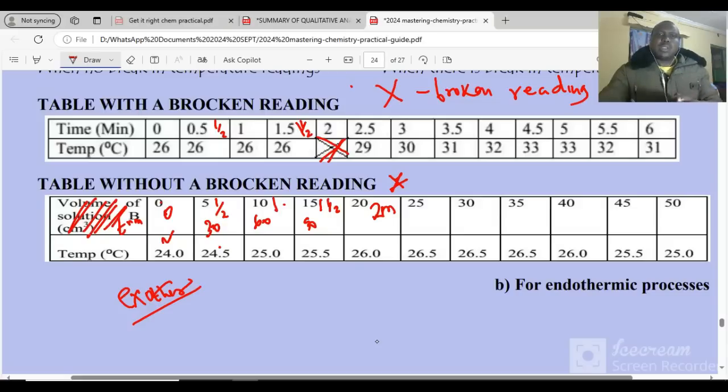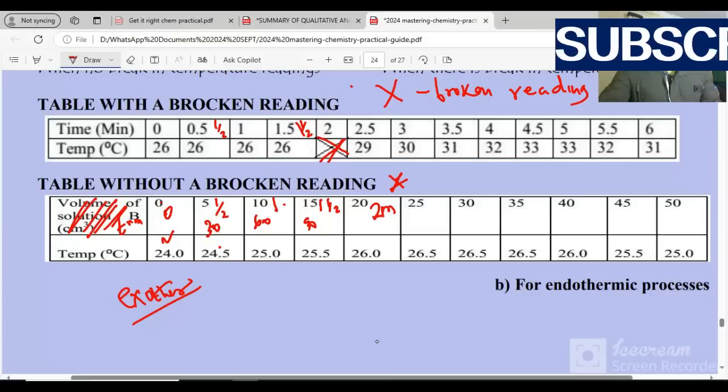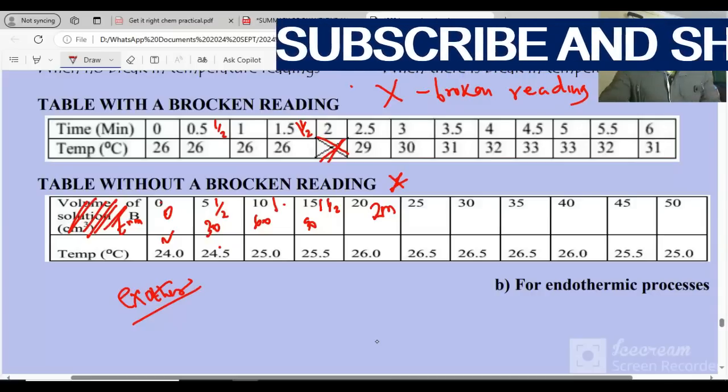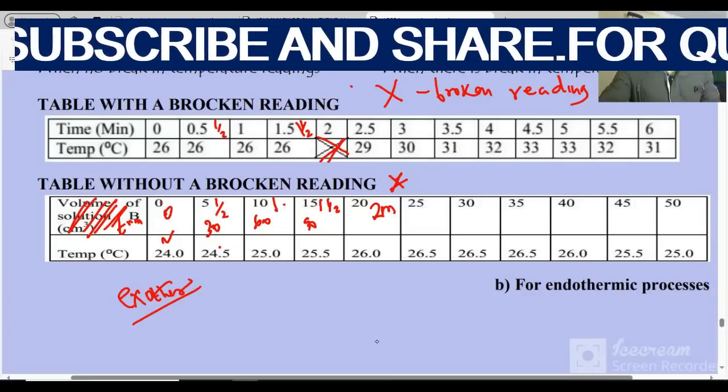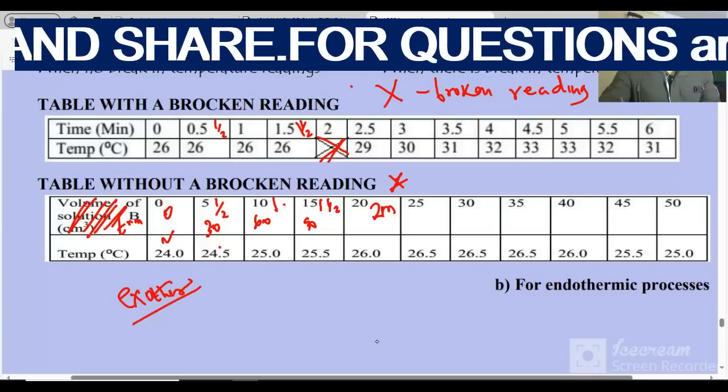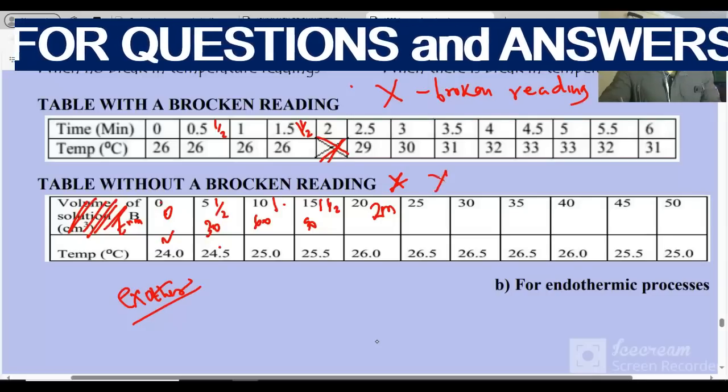So assuming the reaction is exothermic, tutaanza na room temperature 24, then we will increase to 24.5, 25, 25, tuende 26, 26.5, then 26.5, like that. I want to tell you that in this reaction, you must ensure where the table is not broken, without being broken, where we don't have X.